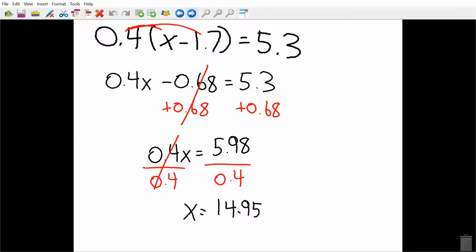14.95. The method for solving this equation is you are looking to distribute the 0.4 to both sides in order to eliminate the brackets. After that, you need to get the x by itself, so you're going to move the 0.68. So you add that to both sides. And then finally, this is 0.4 times x. The opposite would be to divide both sides. You get 14.95. Next question.